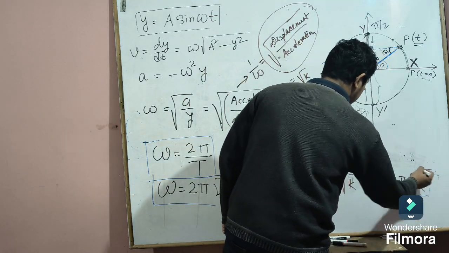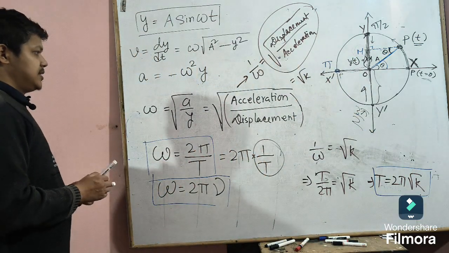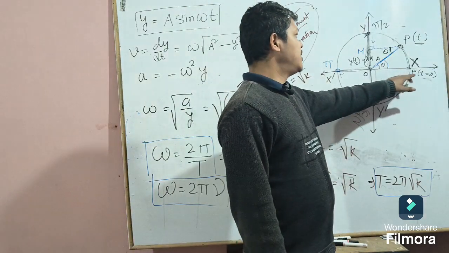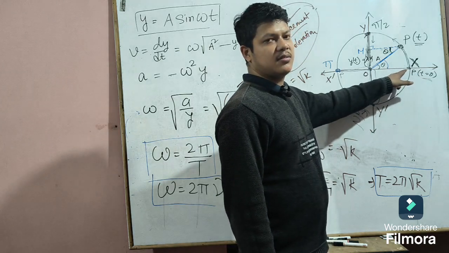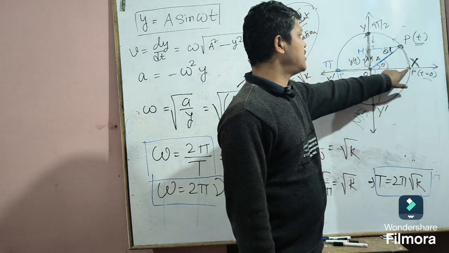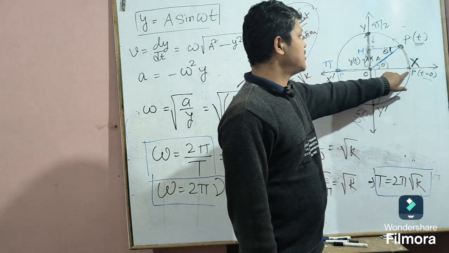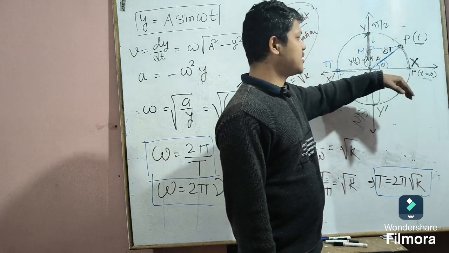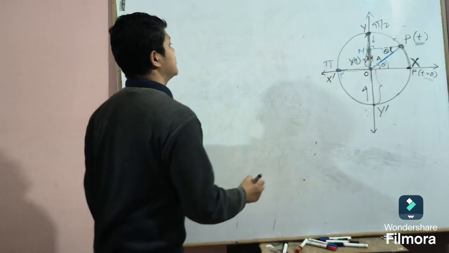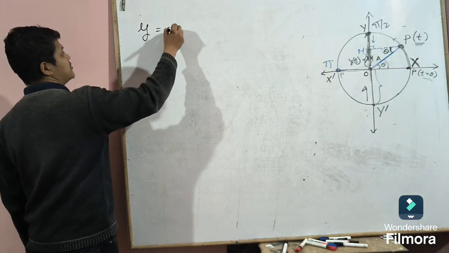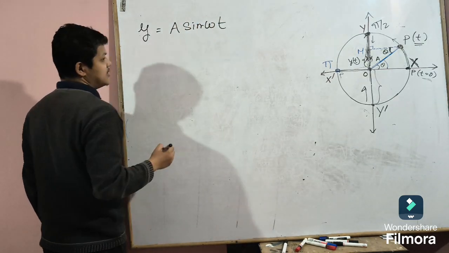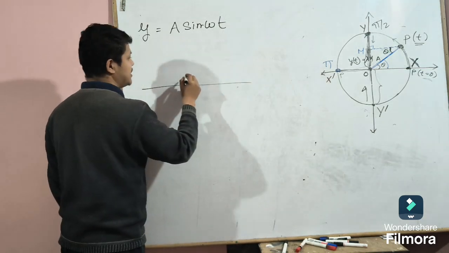Now here we have considered that when t is equal to 0, P is at this position. What if this P started moving from another point, not from this point? Let me explain how. If P starts from here, then the equation of displacement y is given by a sine omega t, right?